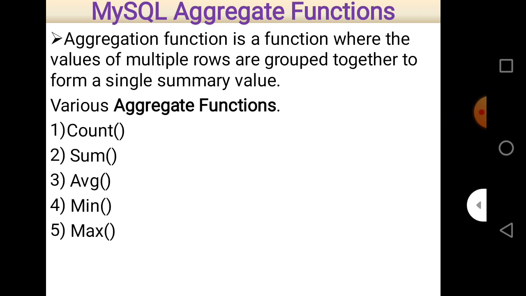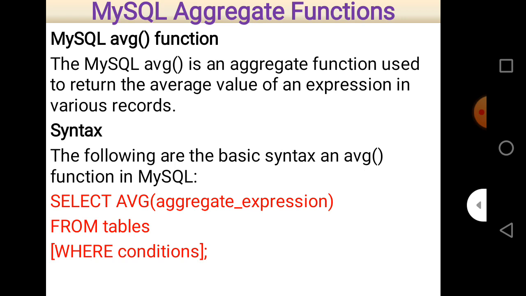An aggregate function is a function where the values of multiple rows are grouped together to form a single summary value. That's why they are called aggregate, because they aggregate, or make a sum, or give you a summary value. So the count function is used to count the number of rows, the sum function to add different values, and average to calculate the average of different values. So let's start. MySQL average function.